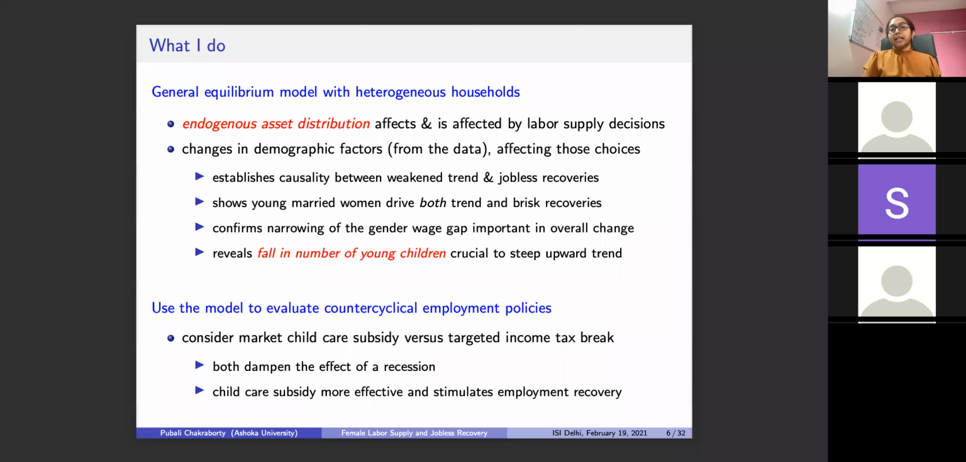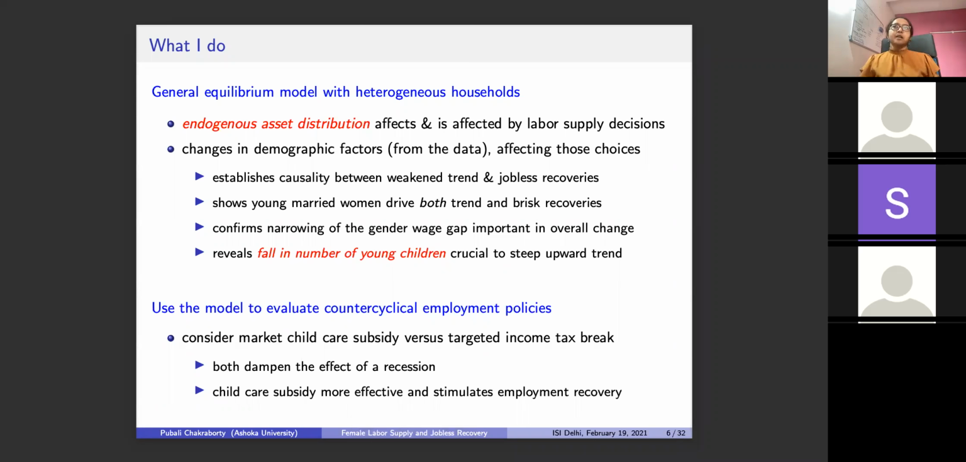reducing the cost of raising children, and compare that to a targeted income tax break, which to some extent reduces the gender wage gap. And I compare the effectiveness of these 2 policies. What I find is that both dampen the effect of a recession. However, the childcare subsidy is more effective in stimulating employment recovery. So that's what my paper is about.